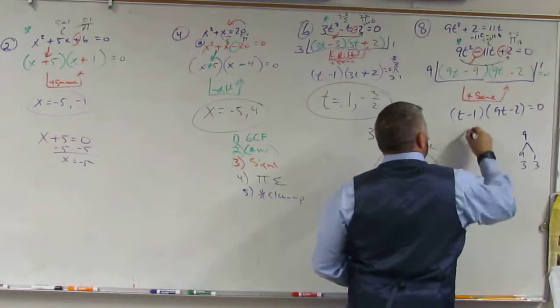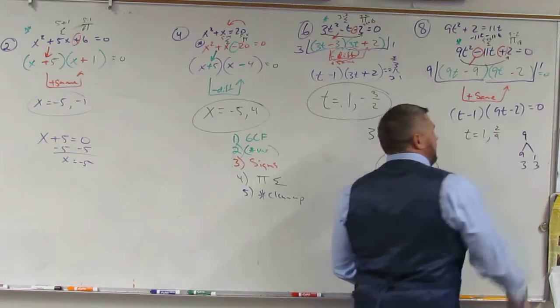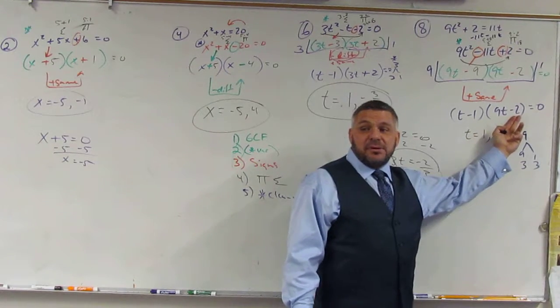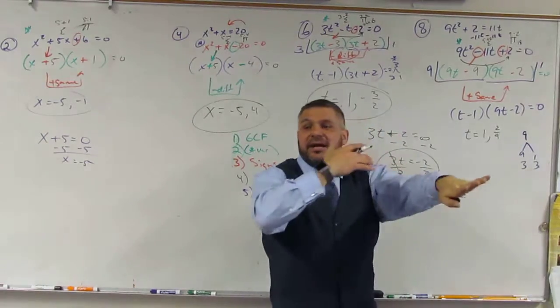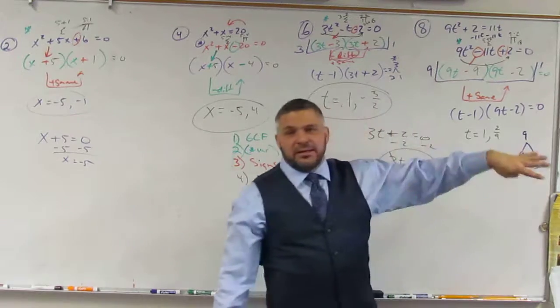So x, or t, is equal to 1 and 2 over 9. This is always this number, opposite of this number, over that number. Because you're going to move it, then divide it. Move it, then divide it.